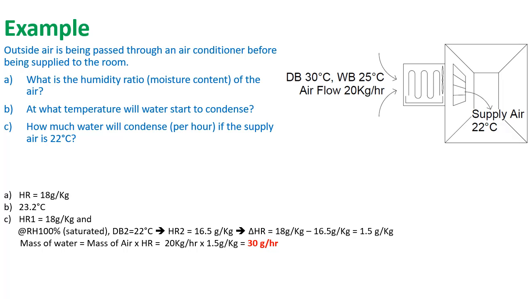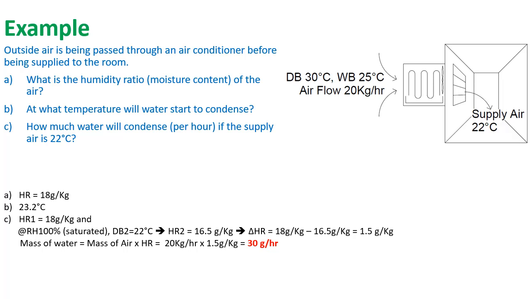The air is cooled to 22 degrees Celsius and humidified 100%, so then with the use of our chart, its moisture content can be measured at 16.5 grams per kilogram of dry air. That means that per each kilogram of dry air the moisture is reduced from 18 grams to 16.5 grams. So the change in our moisture content is 1.5 grams per kilogram of dry air.